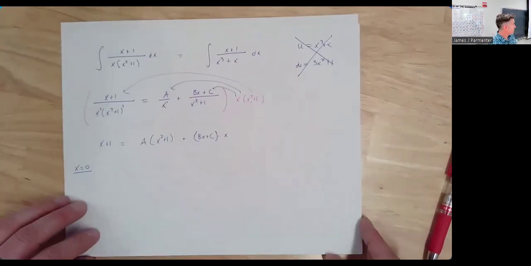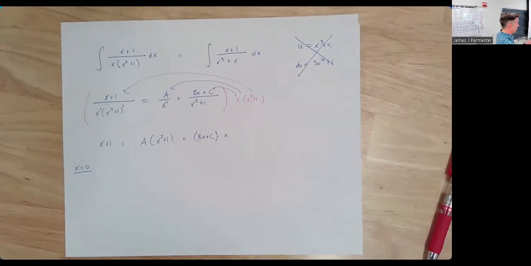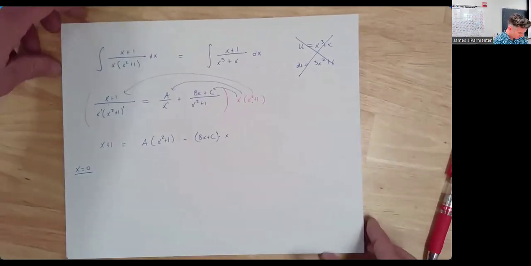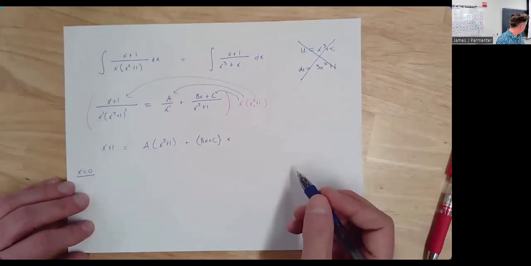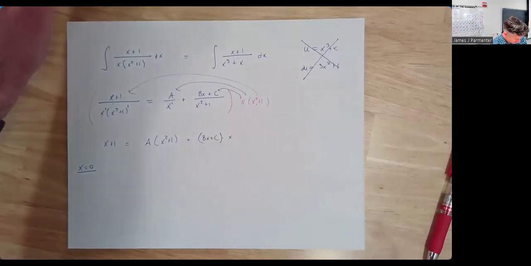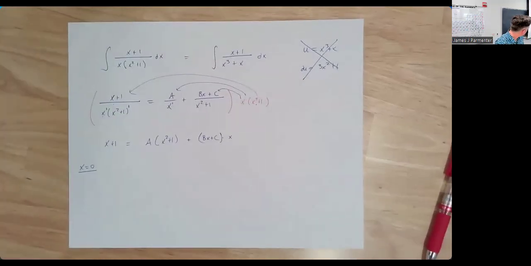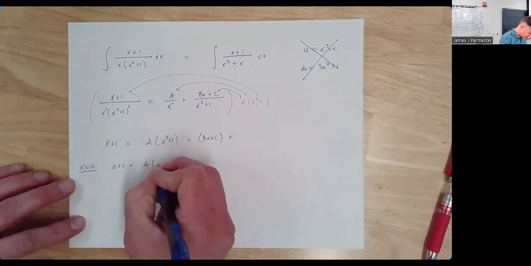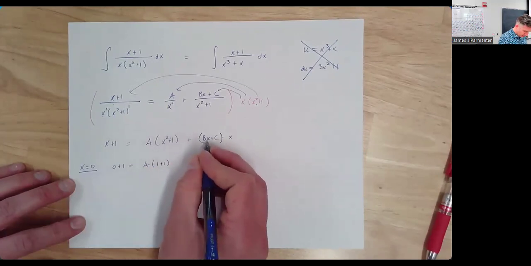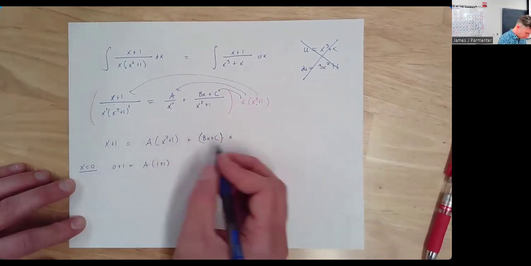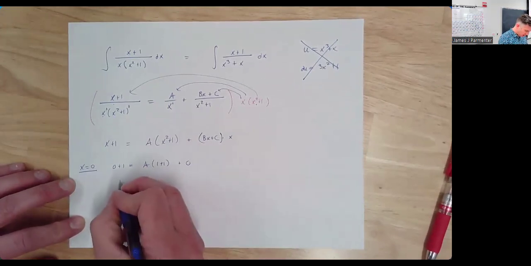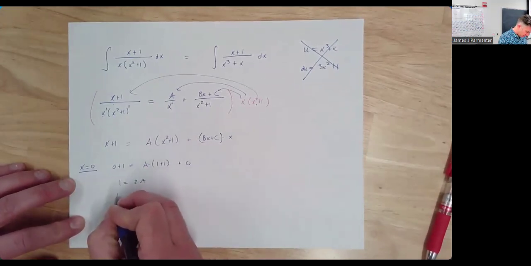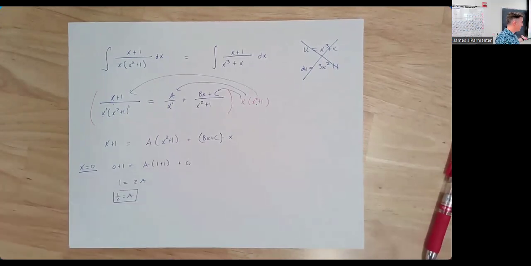So back to over here. It's funny, usually people ask it to be b over x plus 1 instead of bx plus c, or bx over x plus 1. So if we pick our convenient value of x equal to 0, we're going to get 0 plus 1 on the left equal to a times 1 squared plus 1 plus b times 1 plus c times 0. So 1 is equal to 2a, so 1/2 is equal to a. And now I've run out of my convenient values of x.